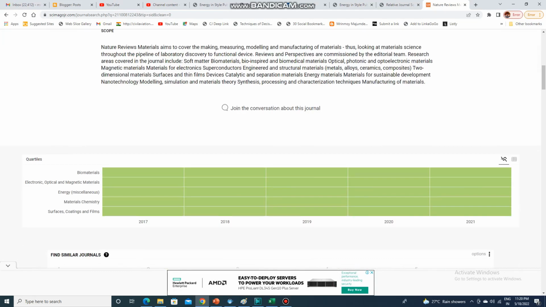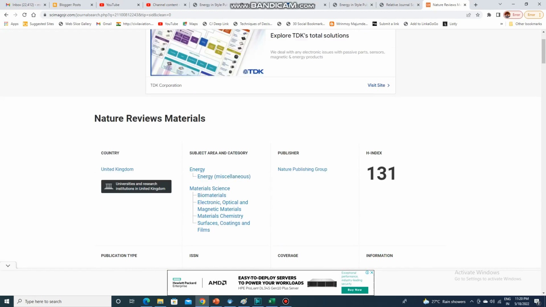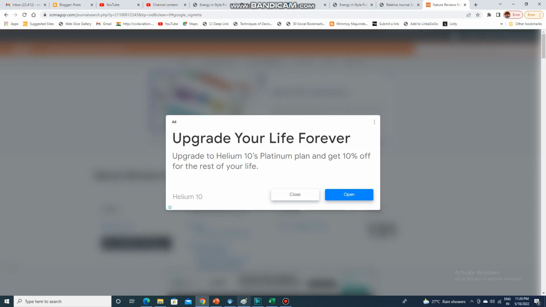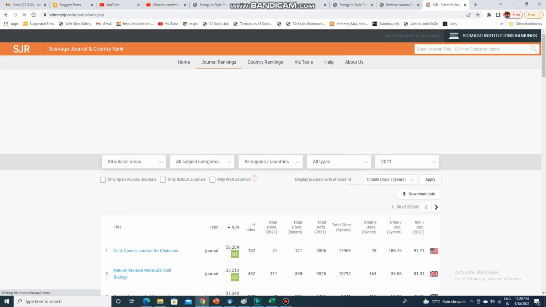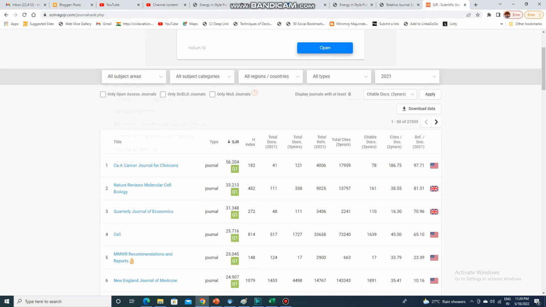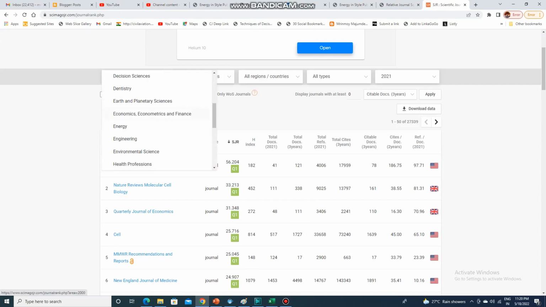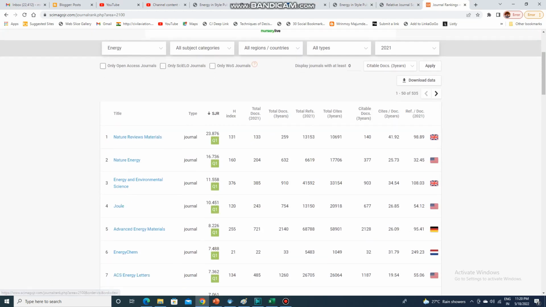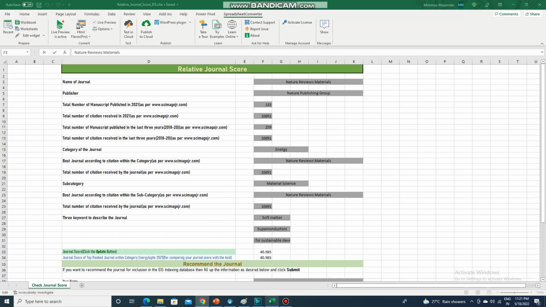Now you do not require so many indicators. What you require is you go to the journal ranking, and then what you do, you select energy as the subject area. As you can see, based on the SJR, which is another impact factor, Nature Review Materials is the best journal among the energy category.